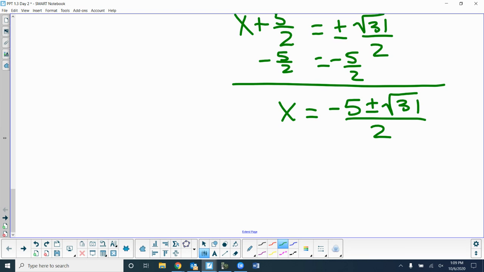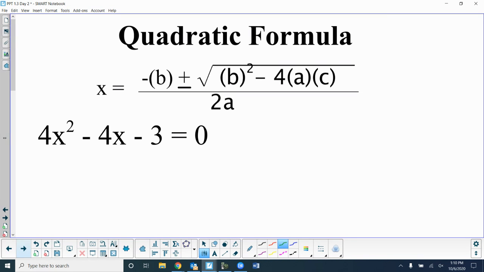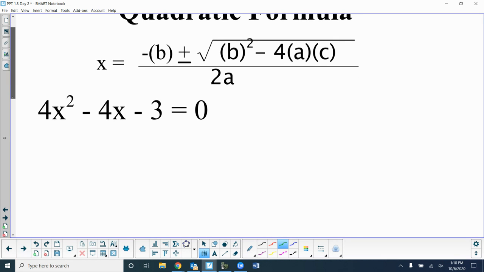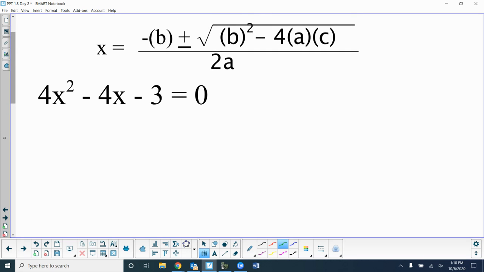So, those are the 3 methods. Factoring, square root method, completing the square, and then I told you yesterday there's one more. All right? This one's really easy. You guys have done this many times. Shouldn't be a problem. The quadratic formula. All right? So you guys might want to write it down. Negative b plus or minus the square root of b squared minus 4ac over 2a.